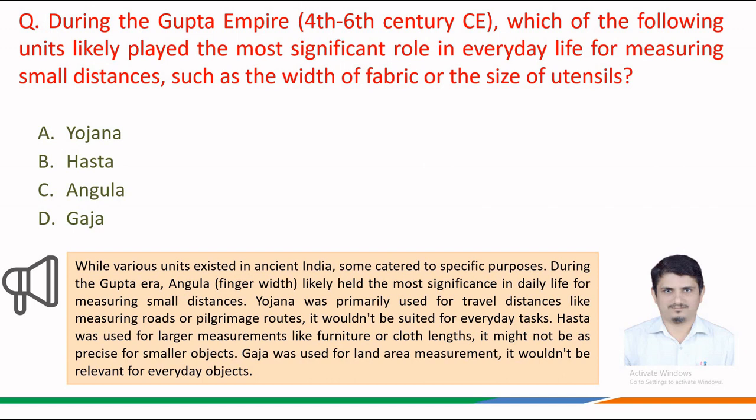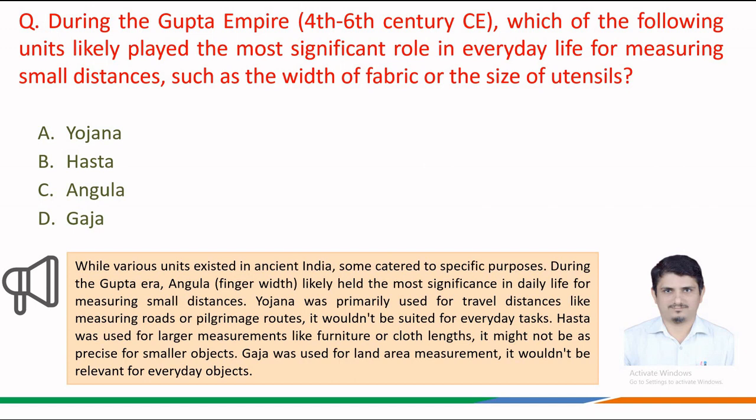Facts which will take us to the correct answer are, while various units existed in ancient India, some catered to specific purposes. During the Gupta era, angula, finger width, likely held the most significance in daily life for measuring small distances. Yojana was primarily used for travel distances like measuring roads or pilgrimage routes. It wouldn't be suited for everyday tasks.